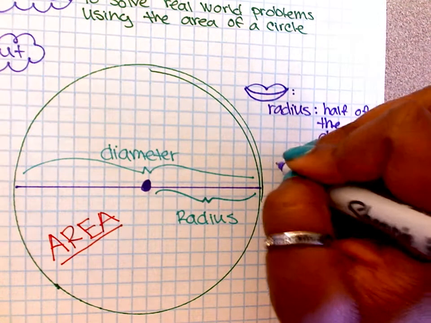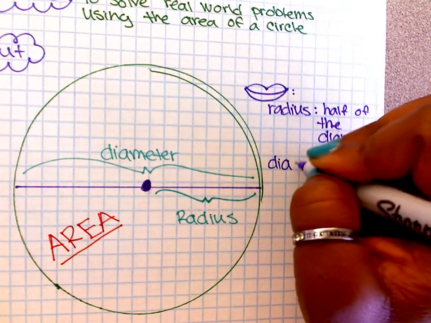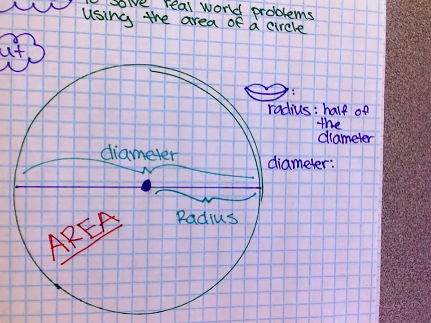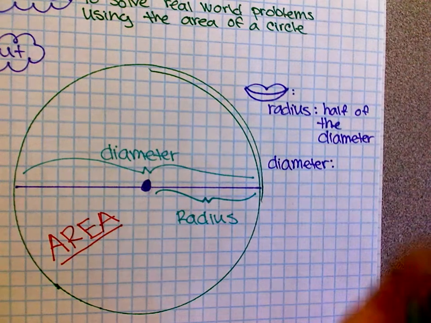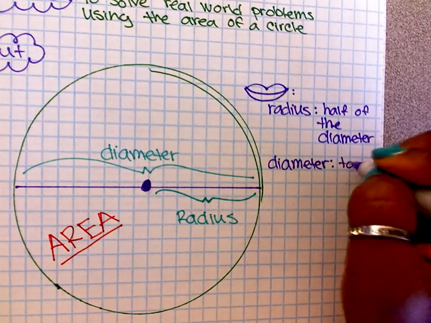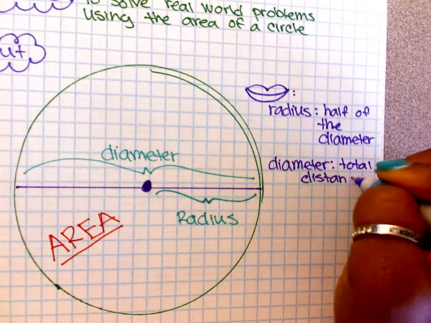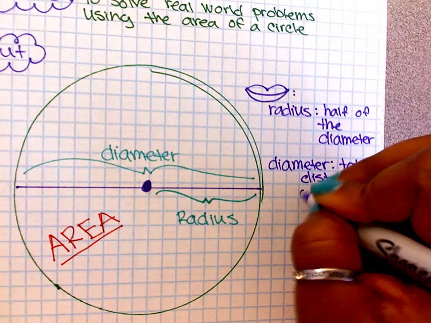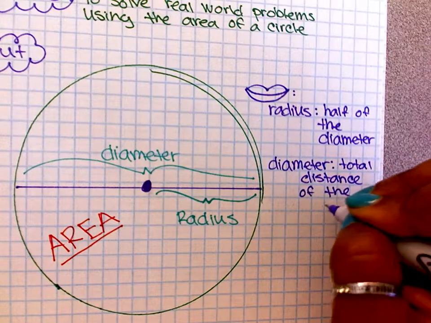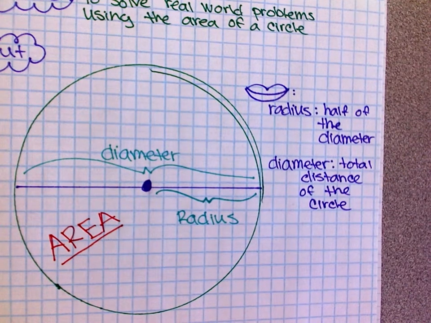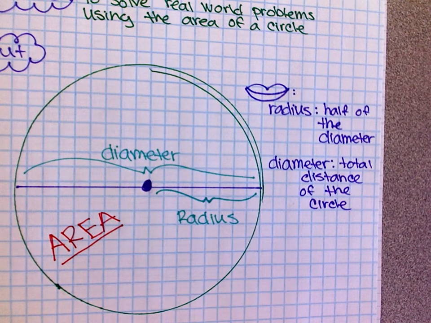Okay, your next word is diameter. And your diameter is the total distance of the circle. So it's the distance across. Total distance.